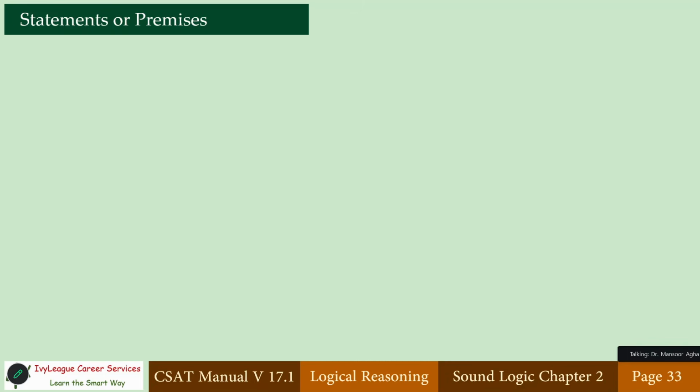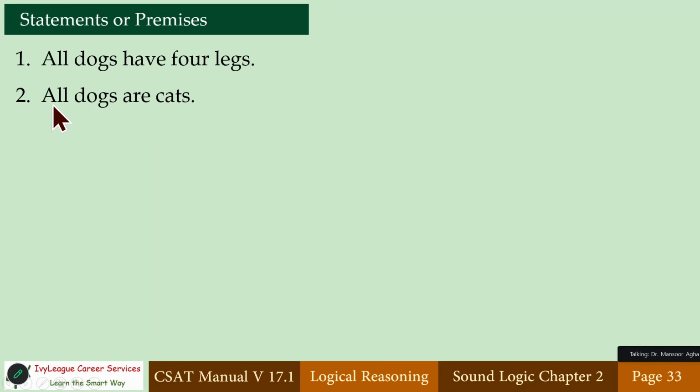All questions of logical reasoning are based upon a certain number of statements or premises or sentences of information. If I look at this statement which says all dogs have four legs, this is a statement which is factually correct. It is true. Yes, all dogs have four legs. But if I look at the second statement which says all dogs are cats, then this premise is factually incorrect. Dogs and cats are two different kinds of animals, and no dog is a cat and no cat is a dog. As a result, this second statement is factually wrong, or it is false. On the other hand, the first statement is factually correct and it is true.